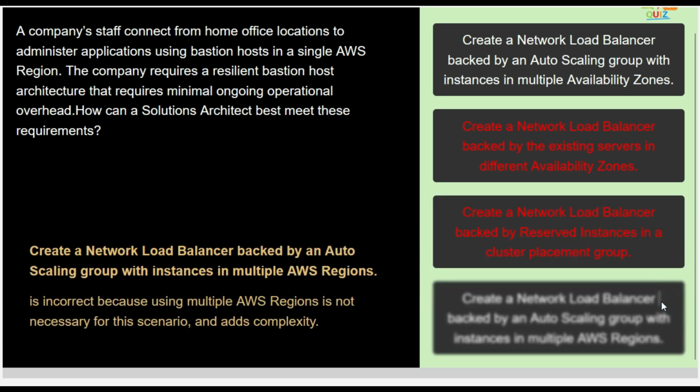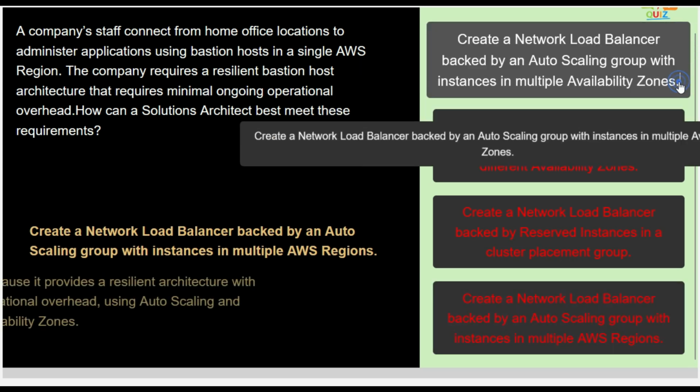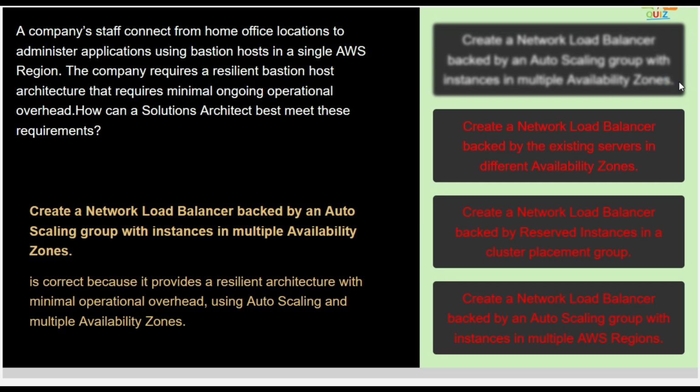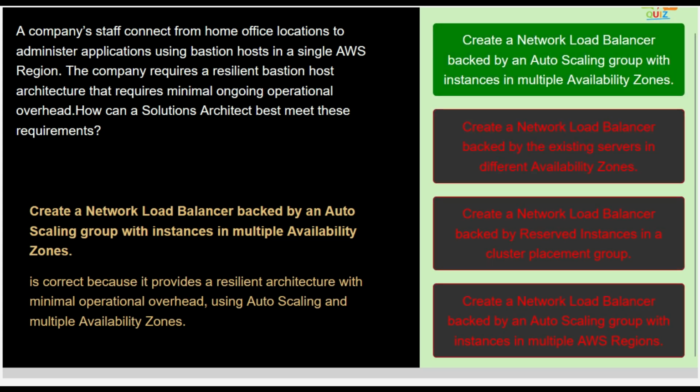Option 4, create a network load balancer backed by an autoscaling group with instances in multiple AWS regions. This option is also incorrect because using multiple AWS regions is not necessary for this scenario and adds complexity. Okay, so option 4 is the wrong answer. Alright. Option number 1, create a network load balancer backed by an autoscaling group with instances in multiple availability zones. This option is correct because it provides a resilient architecture with minimal operation overhead using autoscaling and multiple availability zones. Alright, so at the end your option 1 is the correct answer.